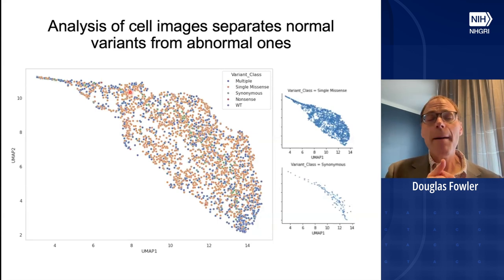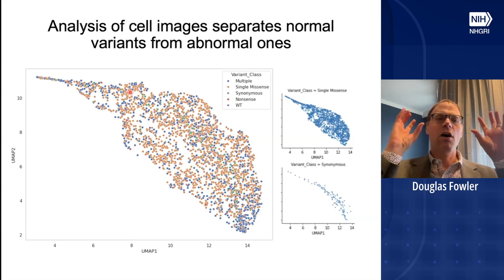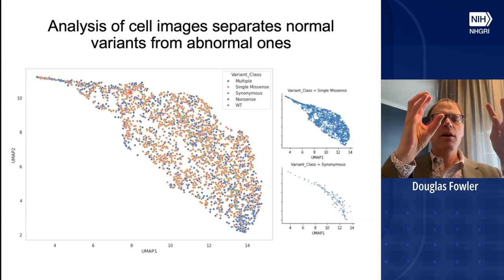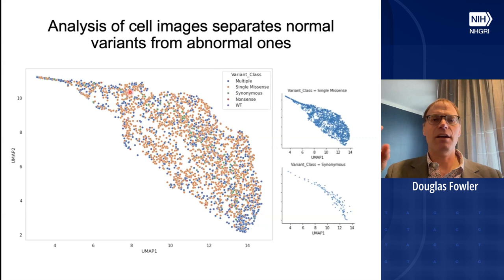This is a UMAP representation. To make this representation, we took all the cell images we had and fed them into a neural network that embeds, or reduces the dimensions of, those images to one vector that captures the distance between each cell's image and all the other cells' images. And what you're seeing is a plot of those distances.